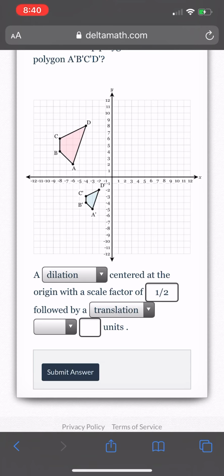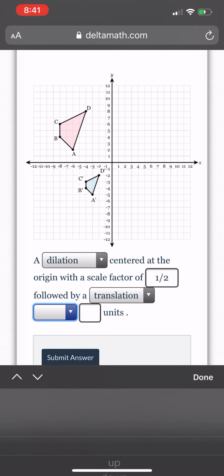All right, so you got to think about how much smaller this would be. Remember that we're going toward the origin as we go, so that we can figure out how much we're going over. So this one should be going down 6 units.